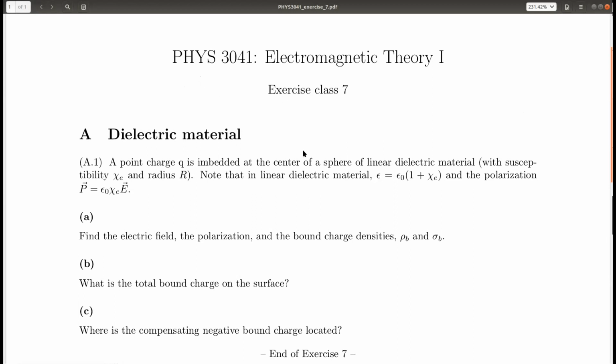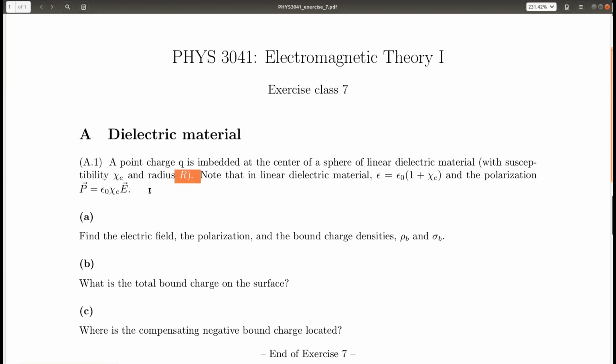So I assume that all of you have already seen this exercise problem and had tried your best to work the solution out. But still, let me go through a little bit of detail about this question. A point charge Q is embedded at the center of a sphere of linear dielectric material with susceptibility chi e and radius R.